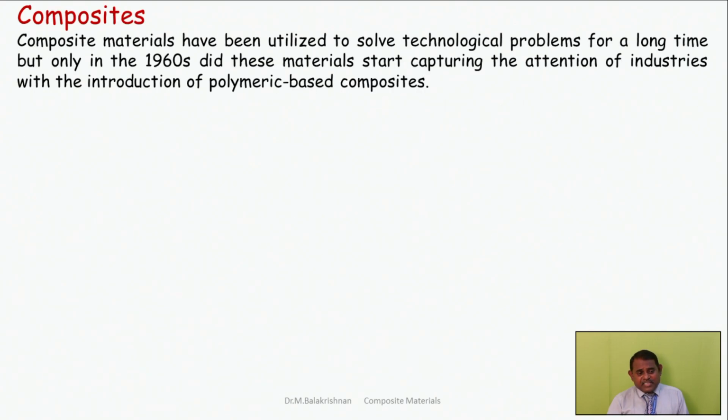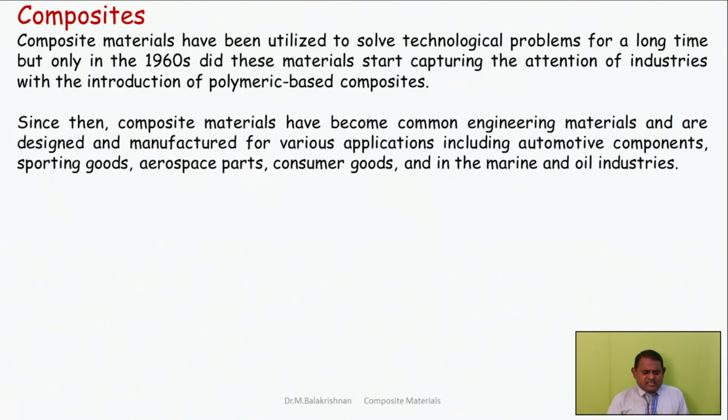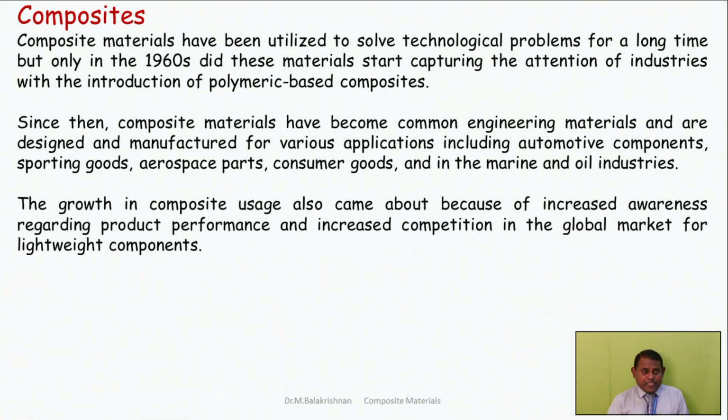And the fourth category of material is the composites, because composite materials have been utilized to solve technological problems for a long time. But only in the 1960s did these materials start capturing the attention of industries, with the introduction of polymer based composites. Since then, composite materials have become common engineering materials and are designed and manufactured for various applications including automotive components, sporting goods, aerospace parts, consumer goods, and the marine and oil industries.